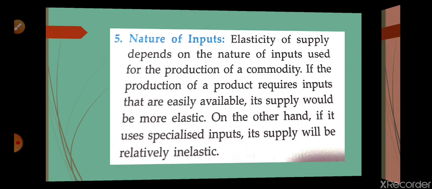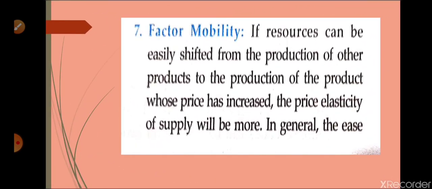Next we are going to discuss factor mobility. Factor mobility means where transport and communication are available, or resources can easily shift from one place to another, then supply will be more elastic. And if the facility for mobility of resources is not available, then supply will be inelastic.